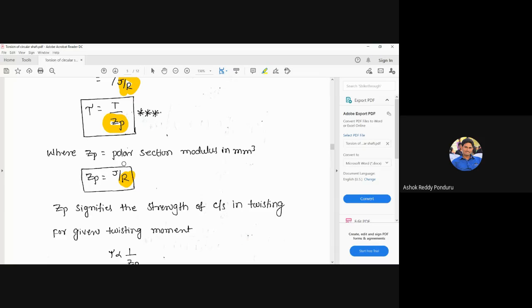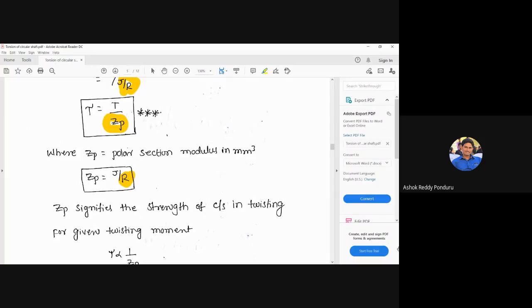That's why, if you want to compare, we can compare only solid and hollow. Between solid and hollow, which is the best one? Don't compare with the I section, rectangular or square cross sections. In a square cross section, what is meant by R? We can't define R in a square or rectangular cross section. That means for non-circular cross sections this equation is not valid. This procedure is also not valid to calculate the shear stresses for non-circular shafts. That's why the topic name is torsion of circular shafts.